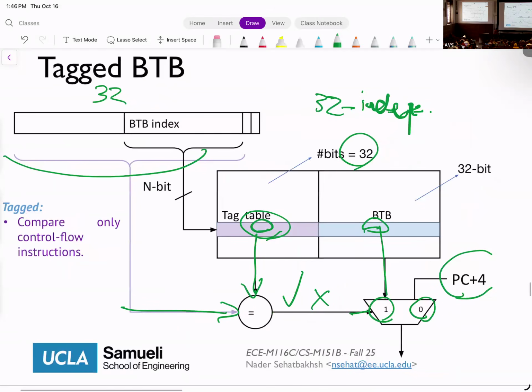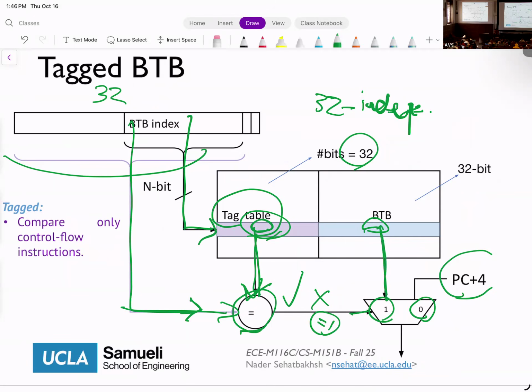The PC comes, okay? You index the PC to the table, you bring in the tag, you compare the PC tag with this tag that you stored. If it's a match, then this value would be equal to 1, which means that this multiplexer will be selecting this value here. This value is your target PC. So your next PC becomes target PC. If this value is not a match, this will be equal to 0, which means that you're selecting PC plus 4. Okay? This is how this will work.